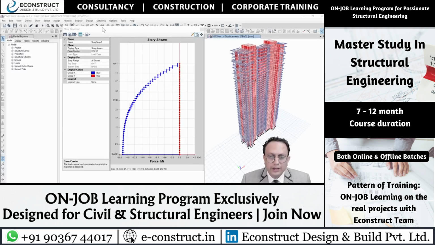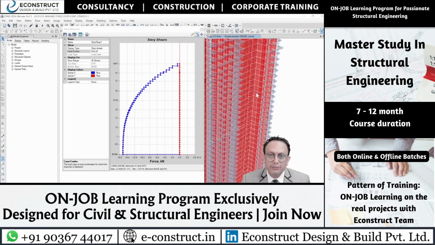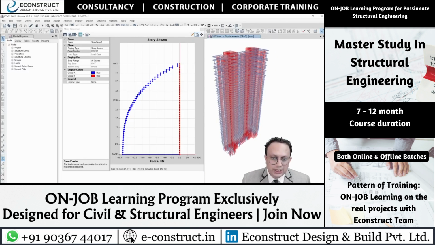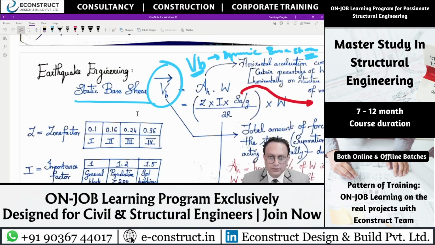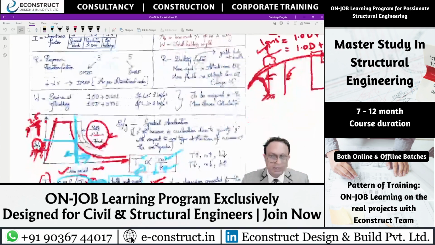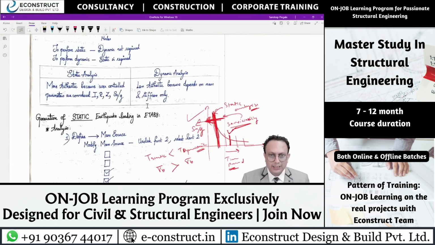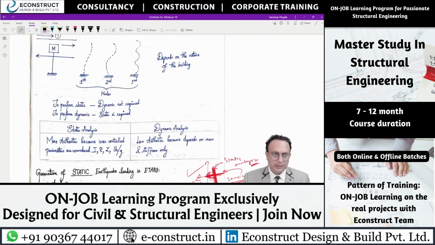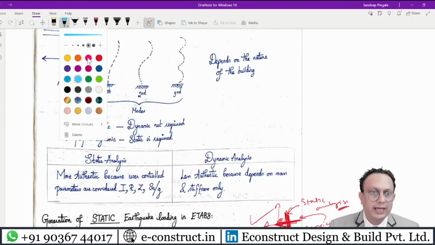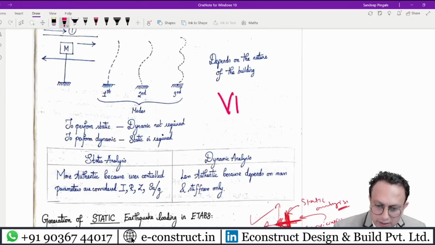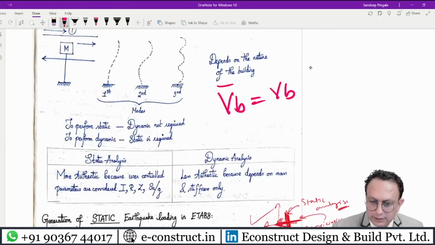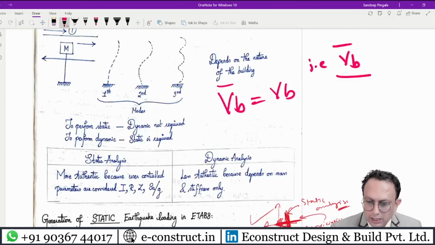Got it? Right? So now these are basically the static base shear, guys. Now we need to look at the dynamic base shear. What the dynamic base shear is saying is, if you look into this, the VB bar and VB should be equal to 1. Static and dynamic analysis, the base shear needs to be exactly the same. That is, VB bar is equal to VB, that is, VB bar upon VB is equal to 1.